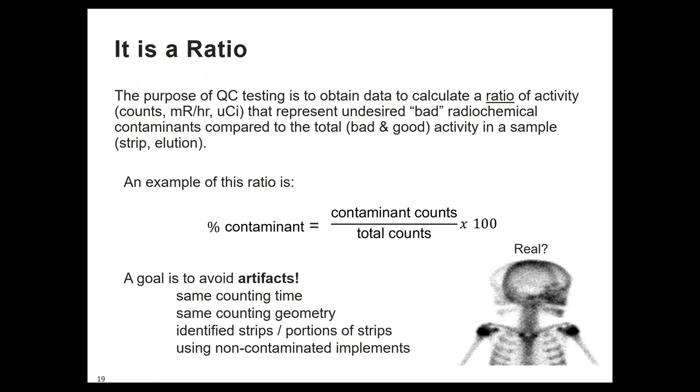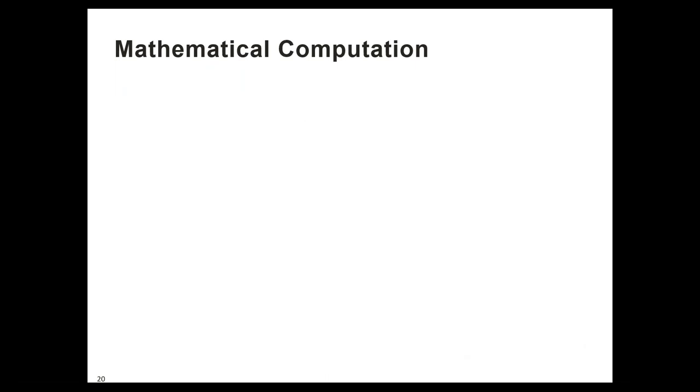When you're counting the upper portion and then the lower portion, make sure you use the same counting time. Use the same counting geometry. If you have one sample closer to the detector, you're going to have an entirely different count rate than what is truly there. As you're counting the top portion and the bottom portion, make sure you know which is top, which is bottom, which is saline, which is acetone. Don't have an artifact. And think about your implements. If you contaminate your tweezers, if you contaminate your solvents, you'll have erroneous data. And we don't want an artifact showing up and bad drug be used in a patient, which ends up in the poor quality imagery.